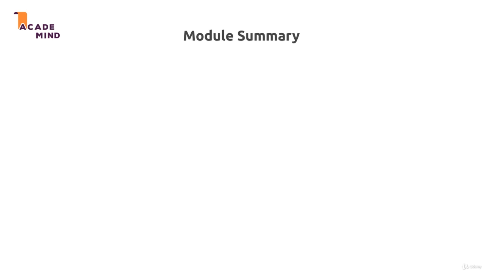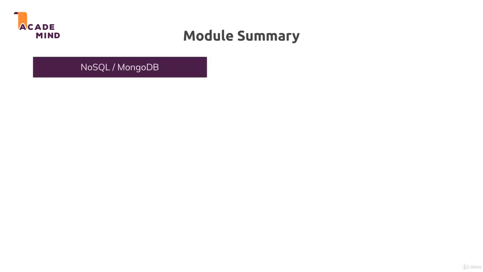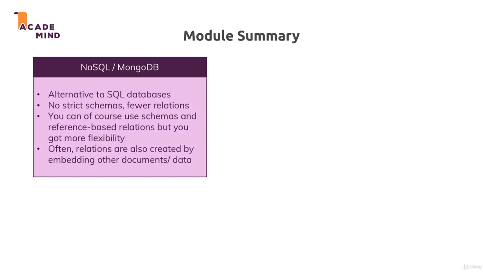In this module, we had a look at NoSQL and especially MongoDB, of course. Now, NoSQL databases, MongoDB, is just an alternative to SQL databases. It follows a different philosophy. You have no strict schemas, which you do have in SQL, and you have fewer relations. You don't split your data across dozens of tables.